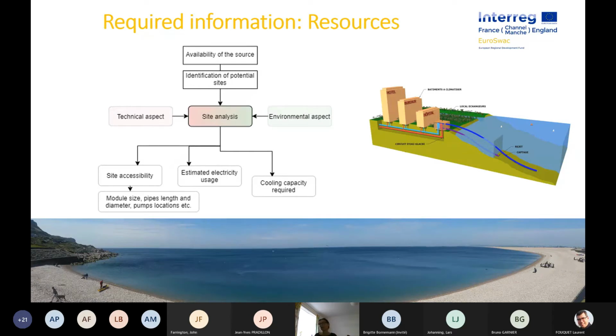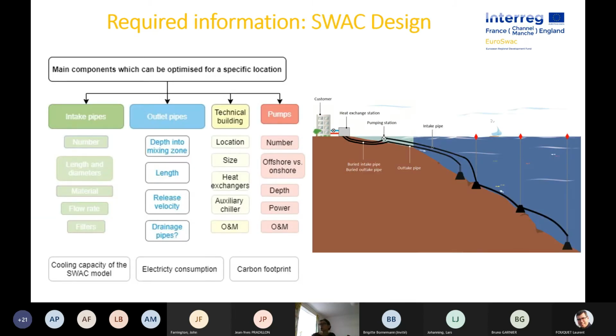Once this is done, we will check the site accessibility. What would be the estimated electricity usage and what usage is applied now, and also what cooling capacity is required. Then we'll go to SWAC design and we will try to optimize some components. So we identified 4 components of the SWAC design which can be optimized, and these are the intake pipes, outlet pipes, technical building, and pumps.